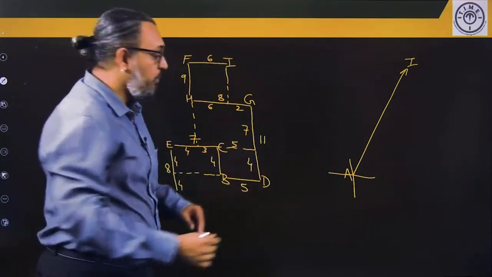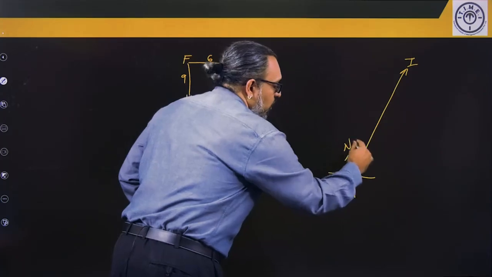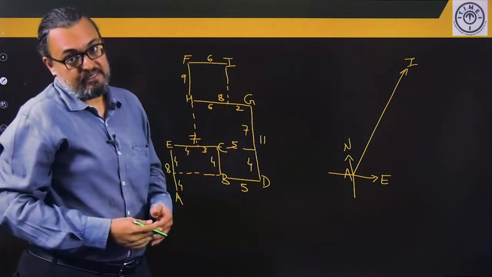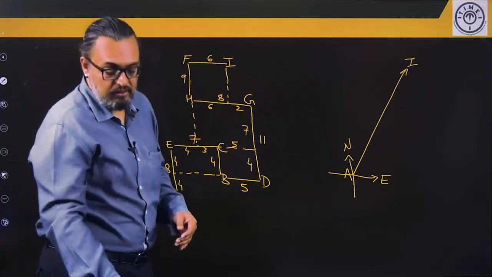You can simply put a plus sign at A. So above is north, your right is east. So I am going to get northeast as our answer. Correct?